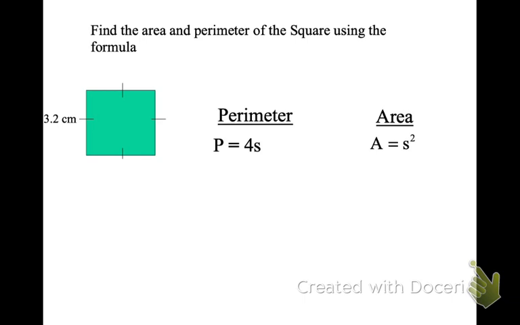Now let's check our work. P equals 4. The side measurement is 3.2. So we are doing 4 times 3 2/10, which is 4 times 2 is 8. I can do the multiplication over here. It's 8 and it's 12. I have one decimal digit, so it's 12 8/10 centimeters.